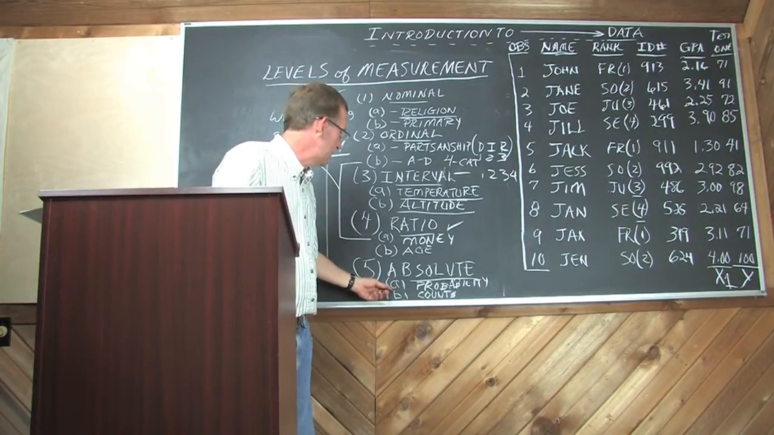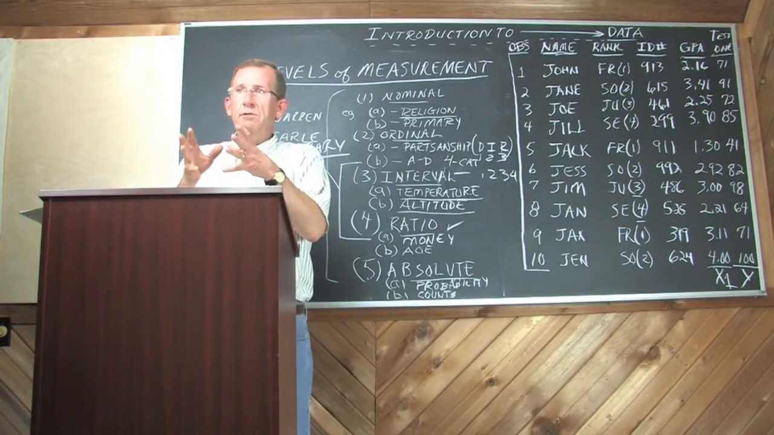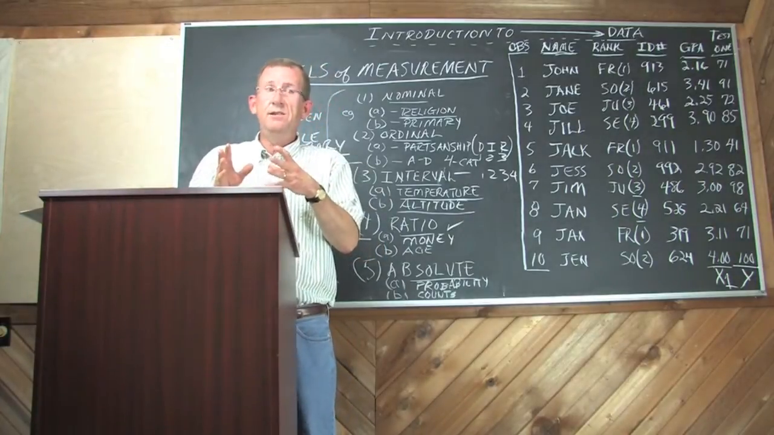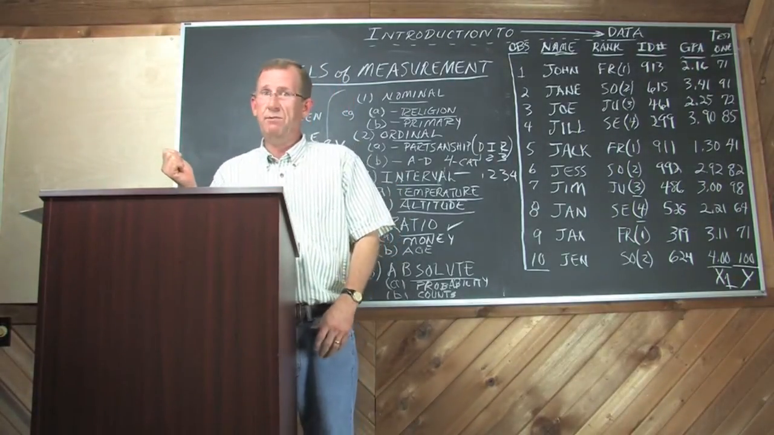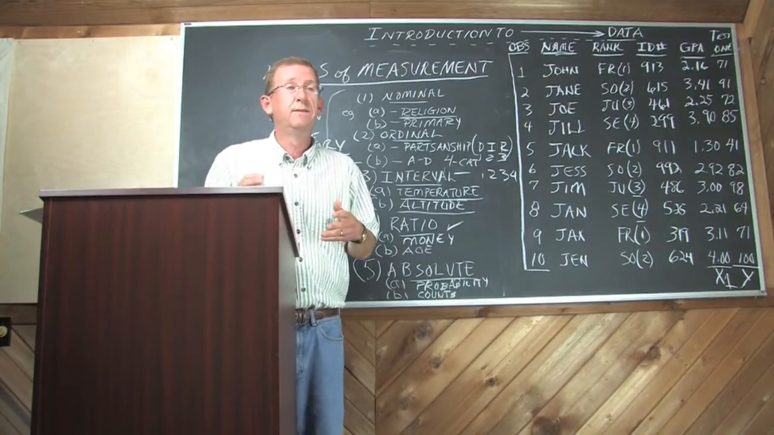You might not be able to read this. I have 2 examples. One is probability and the other is counts. Probabilities are defined inside the interval of 0 and 1. And you can't have a negative probability and you can't have a probability of 1.1. You can't transform a probability. It is an absolute measure.